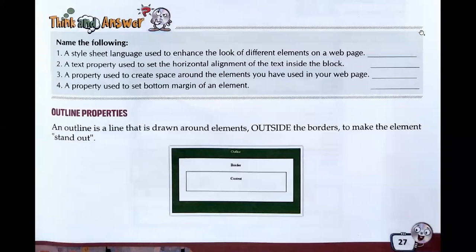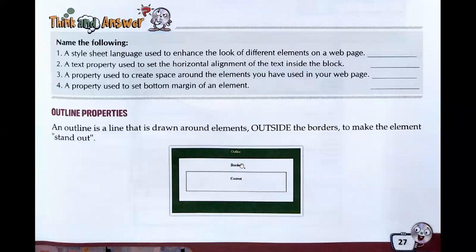That means outside the borders, to make the element stand out. To make the element stand out means to make the element look individual, enhanced. Getting my point? So as you can see, the outline property works outside the border. Supposing this is the content, and you have applied the border, then the outline will be seen outside the border also. So there is one very important feature: the outline works outside the border.